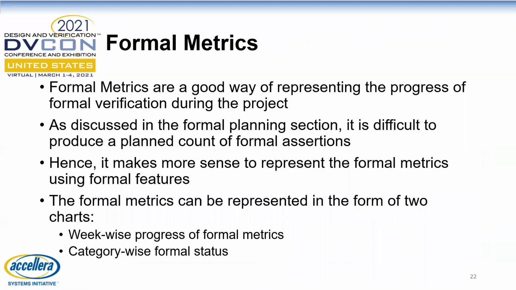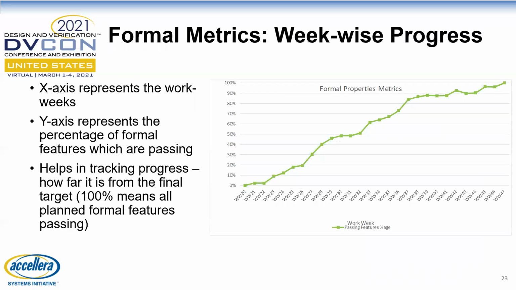Okay, so moving on to formal metrics. Formal metrics are really important because using them, one can represent the overall progress of formal verification during the course of the project. Formal metrics can be represented in the form of two charts. First one is the week-wise progress chart and second one is the category-wise status chart. So let's look at the week-wise progress. In the week-wise progress chart, the x-axis represents the work weeks, whereas the y-axis represents the percentage of formal features which are passing.